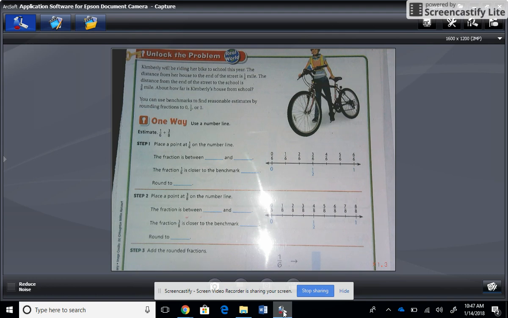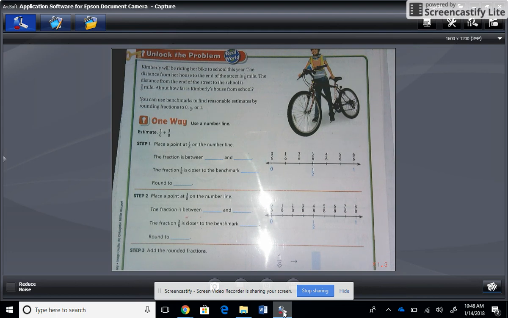All right, boys and girls, we are now going to be estimating fractions, sums, and differences. Yes, even in fractions, I think it's important to estimate. So, Kimberly will be riding her bike to school this year. The distance from her house to the end of the street is 1/6 mile. The distance from the end of the street to the school is 3/8 mile. About how far is Kimberly's home from the school?